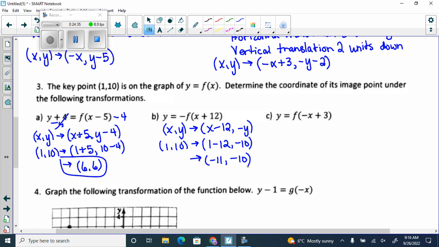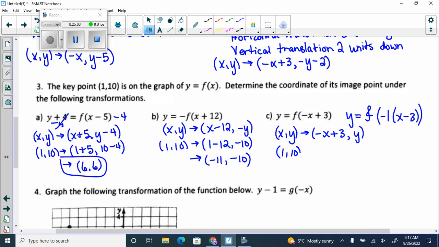And then this one we have to remember to take the negative out. So we get y equals f of negative 1, x minus 3. So our y is going to stay the same, so we get x, y becomes negative x plus 3, comma y, which is 1,10 becomes negative 1 plus 3, comma 10, which is 2,10.